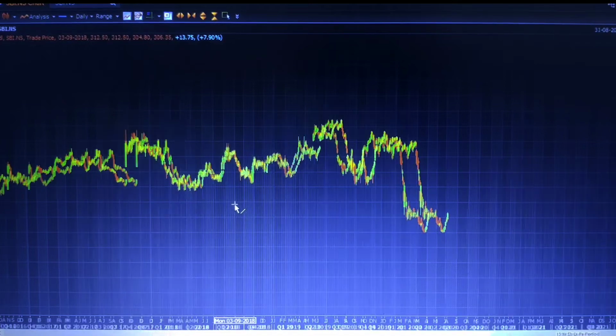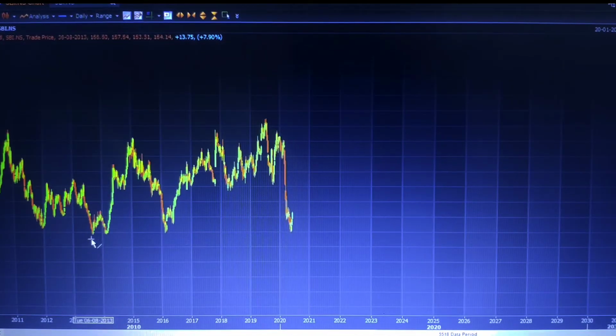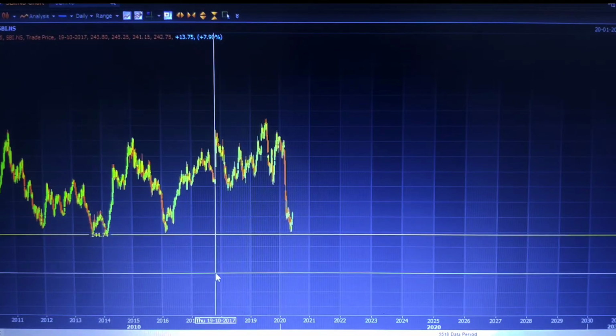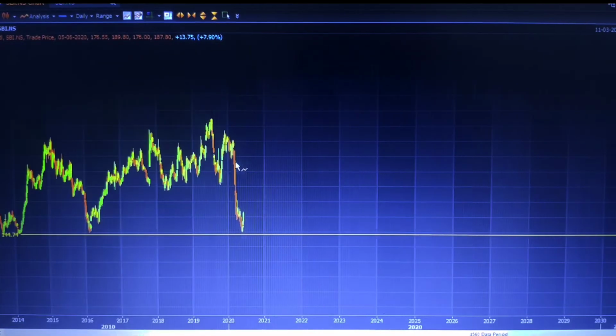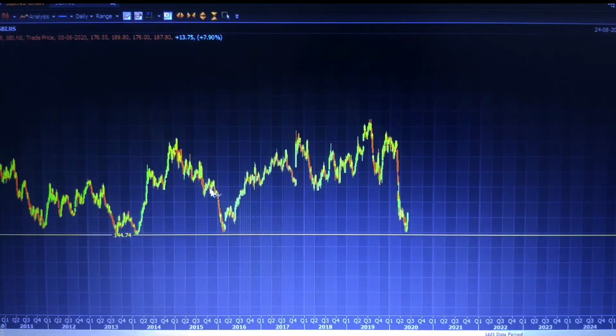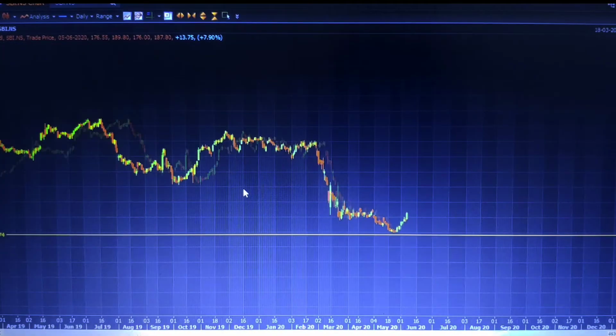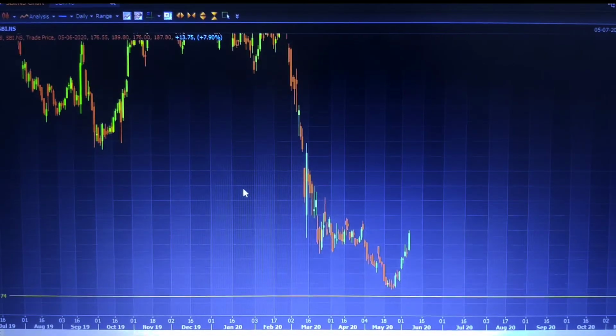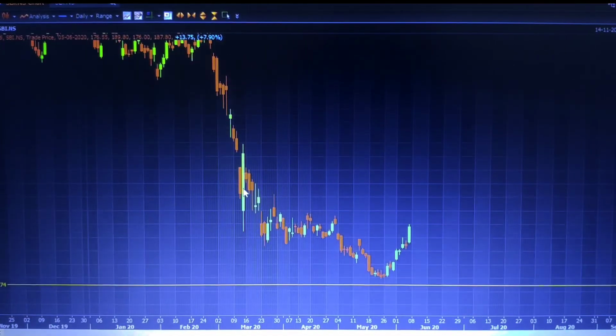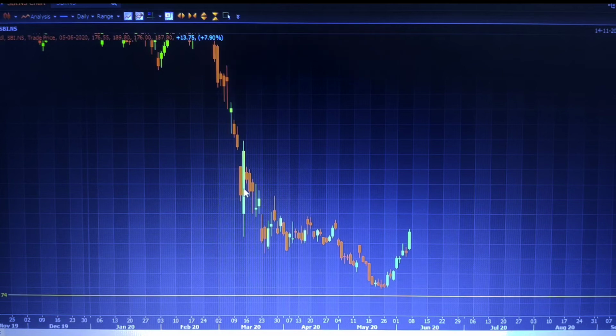So we can draw a support line here. If you draw a support line, this chart clearly shows that this time the price crashed and touched a low of around 150 level. That was the superb level to go long.